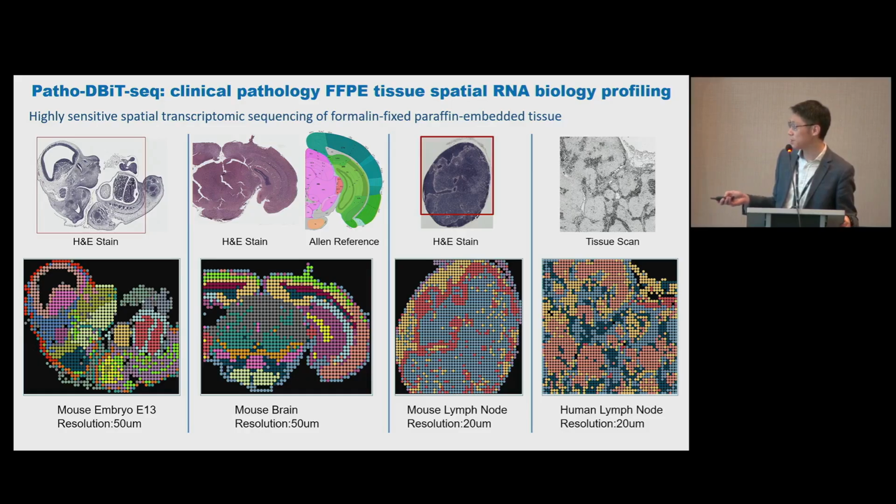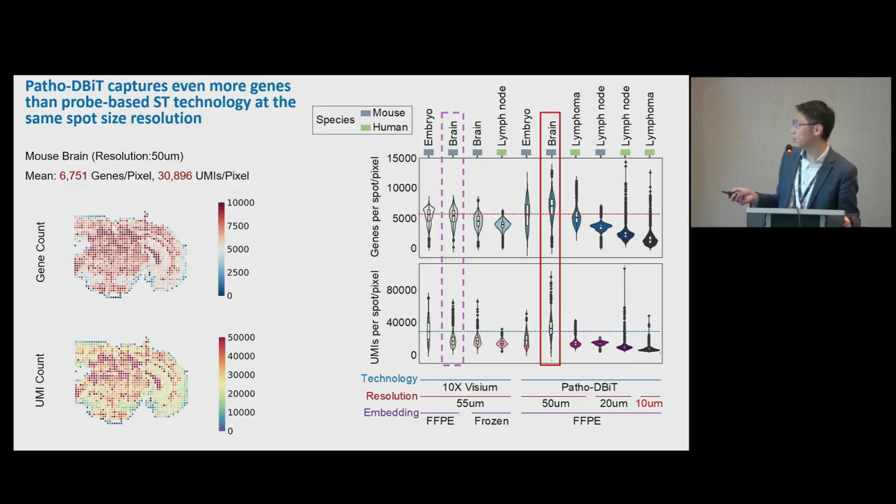Just to show you a couple of those examples, from some easy ones like a mouse embryo to the challenging clinical tissue specimens like human lymph node lymphoma. If you really compare the data quality you can obtain using our in-tissue barcoding on FFPE, we were able to, for example, get more than 30,000 transcripts or UMIs per pixel. This experiment used a pixel size equivalent to 10x Visium, to have a fair comparison. And almost 7,000 genes per pixel.